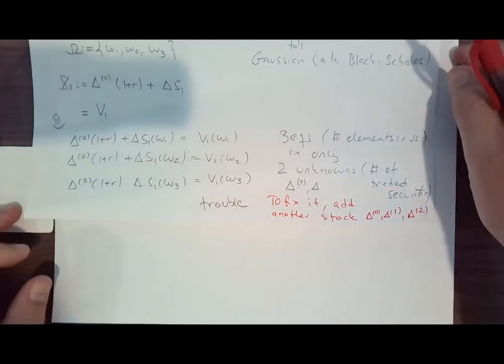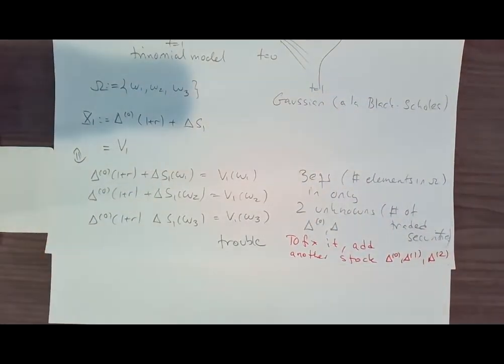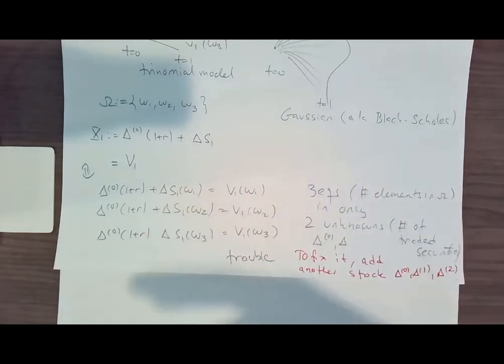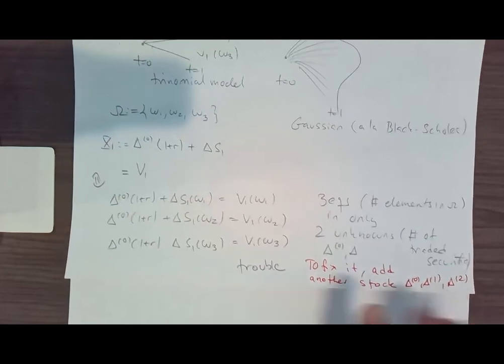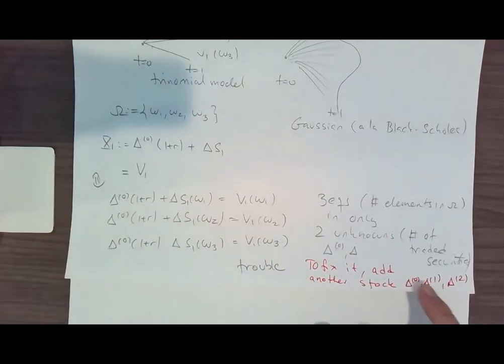And so that will give us the same structure as what we had in the binomial case, and this will allow us to replicate and allow us to price. The reason my notation uses delta naught is that we are ultimately going to have more stocks. My notation is that delta naught is what you hold in the bank, and then delta 1, delta 2, and so on is what you hold in these different stocks.